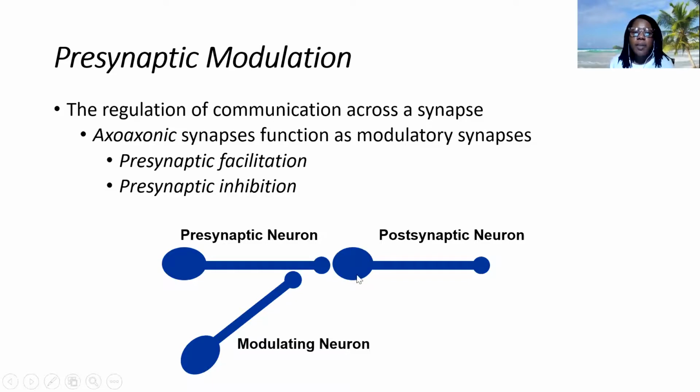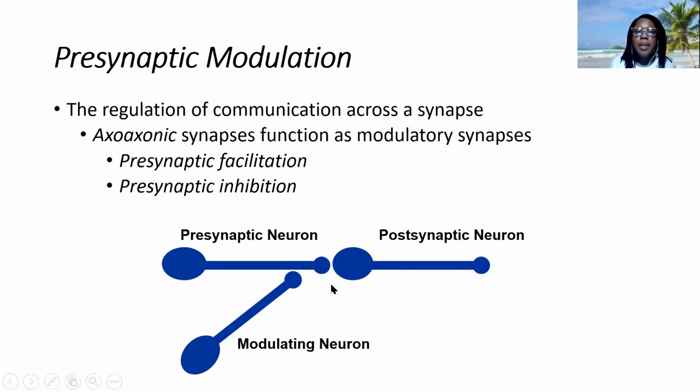It's pretty much influencing the presynaptic neuron and how much neurotransmitter is released from the axon terminal of this presynaptic neuron. So there are two ways that we can modulate the synapse. There's presynaptic facilitation, which will increase the amount of neurotransmitter released, or we can have presynaptic inhibition, which will decrease the amount of neurotransmitter that's released. And for this type of synapse, this is the axoaxonic type of connection here.